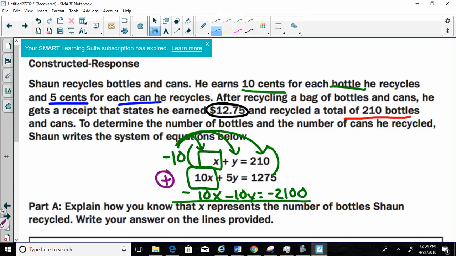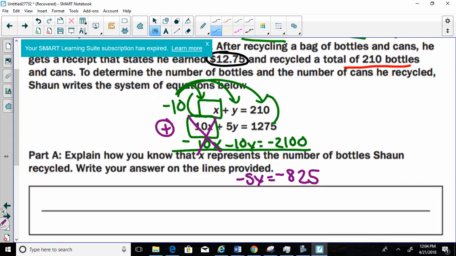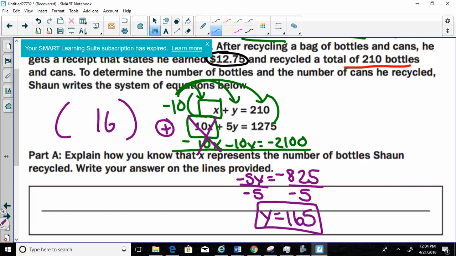You do that. So what happens with 10x? Crosses out. What's 5 minus 10? Negative 5y. When I add these, I end up getting negative 825. Then how do you get y by itself? Divide by negative 5. Don't drop that negative. And you end up getting y equals 165. So that means how many cans did he recycle? 165.